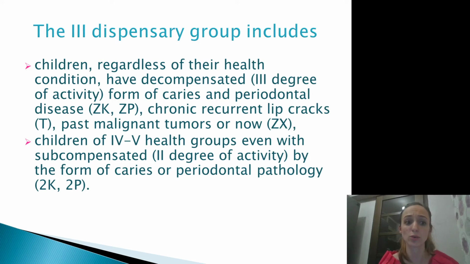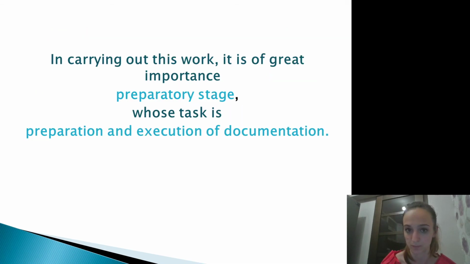The third dispensary group: children, regardless of their health condition, who have a decompensated form of caries and periodontal disease and chronic lip cracks, past malignant tumors or present tumors. Children of 4 to 5 health groups, even with a subcompensated degree of activity of the form of caries or periodontal pathology.